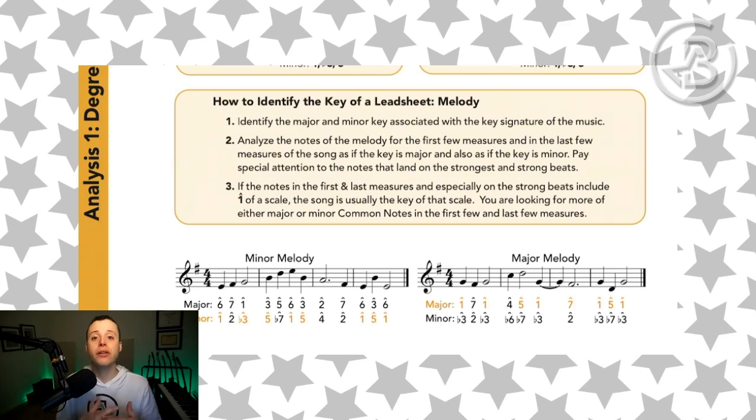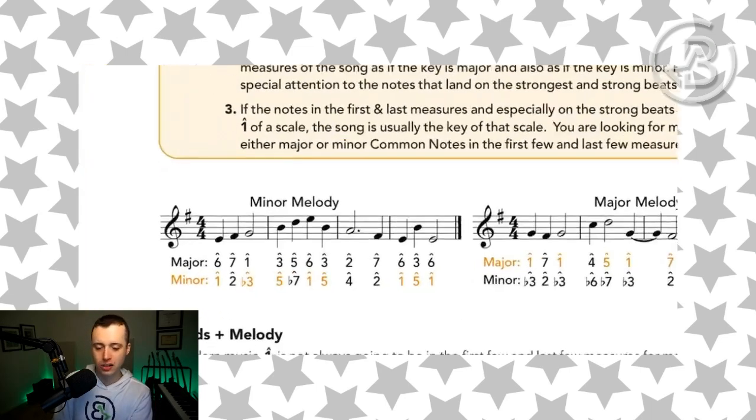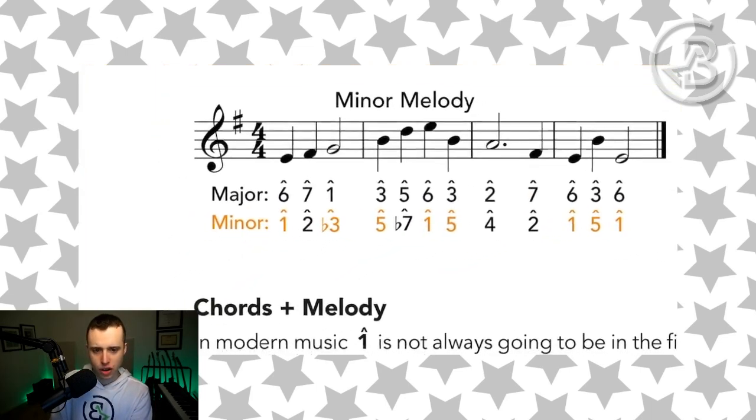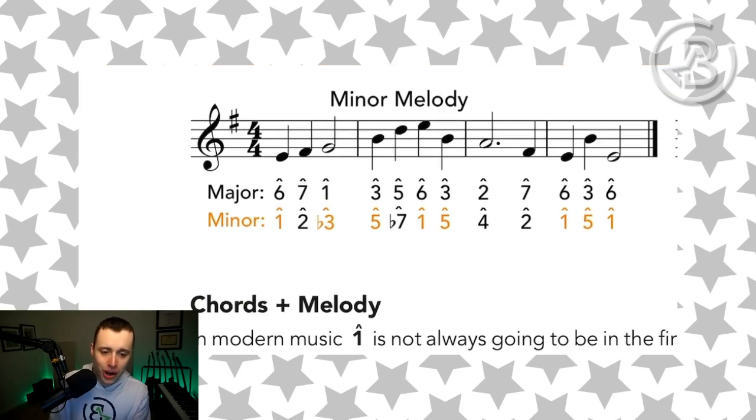We imagine the melody to be major, then we imagine the melody to be minor. So you can see up top, this is going to be a minor melody, but let's go through it anyway so you can understand. First thing to do is to look at the key signature. The key signature has 1 sharp, which means it's either going to be G major or E minor. We're not sure which right now.